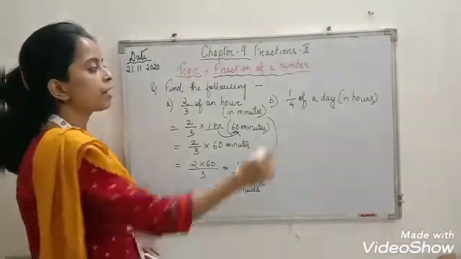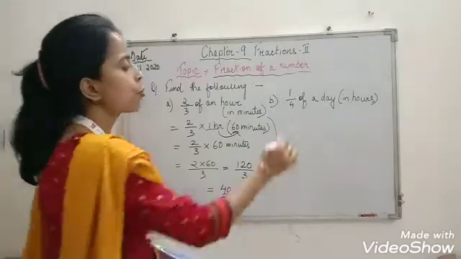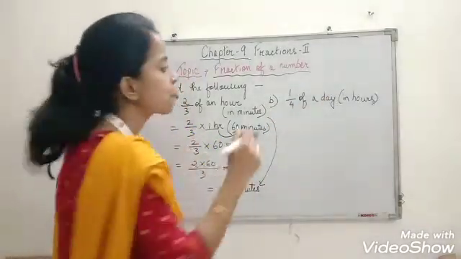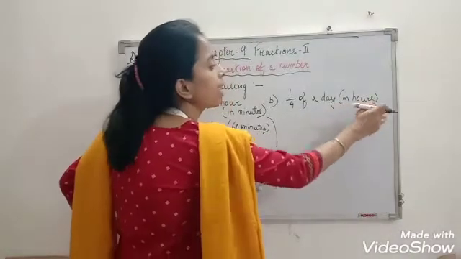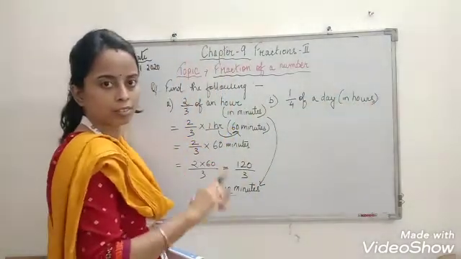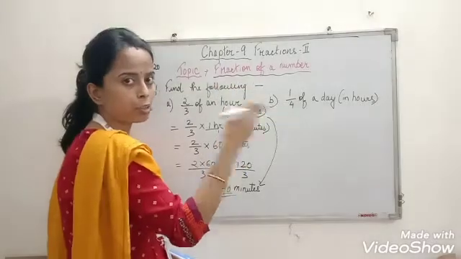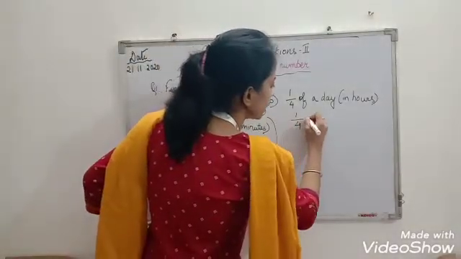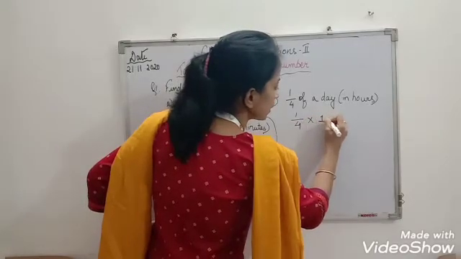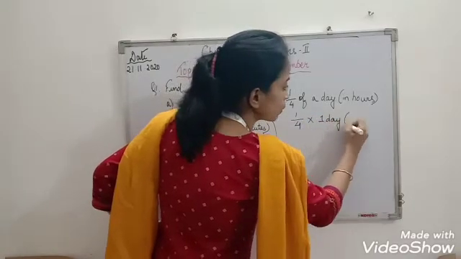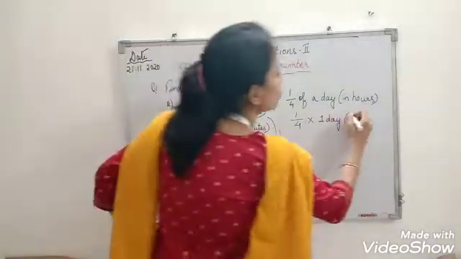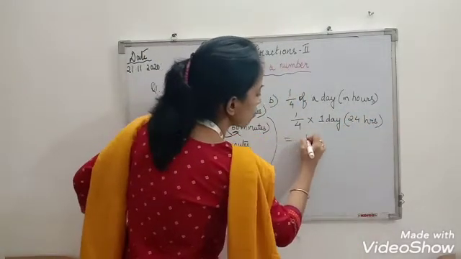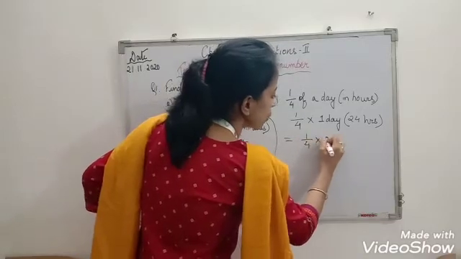Okay? Next comes number B. 1/4 of a day. A day, 1 day. 1/4 of a day in hours. Yes, you have to find it in hours. 1/4 of a day, 1/4 into 1 day. So 1 day equals how many hours? 24 hours. Yes or no? So 1/4 into 24 hours.